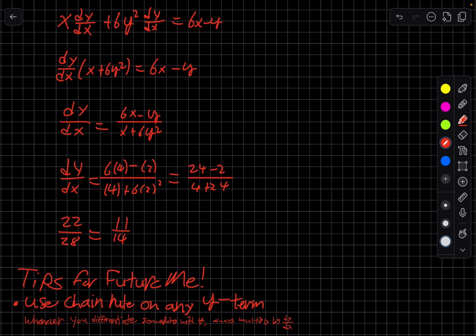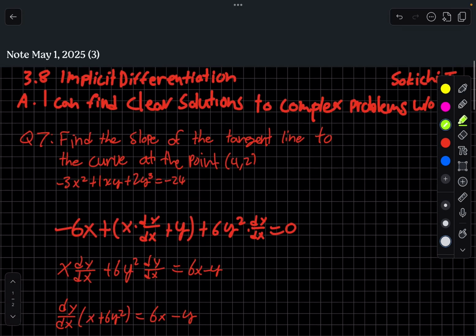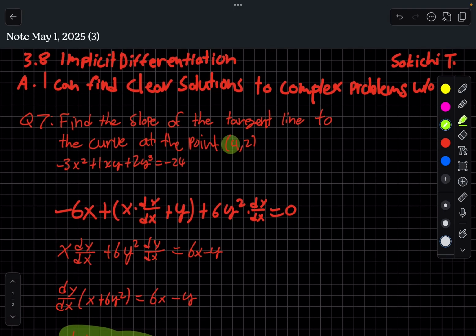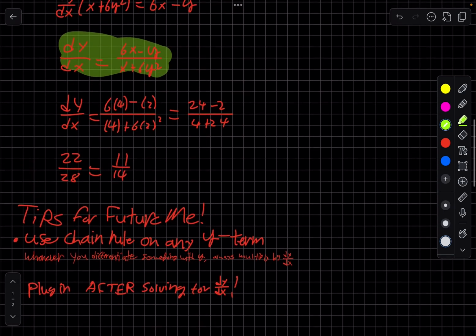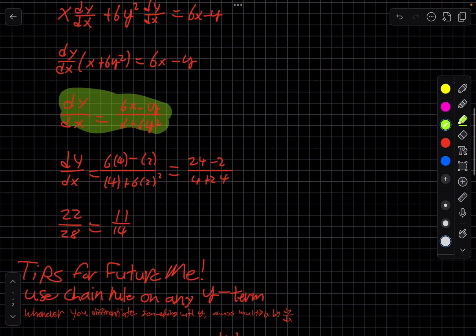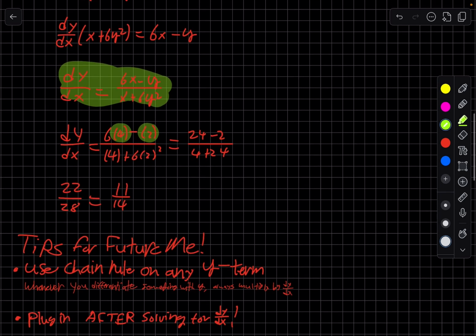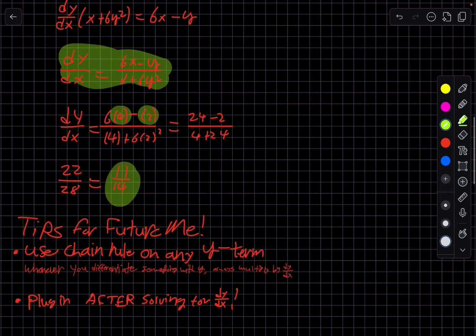So then now that you have this equation over here, I guess you just want to plug in the coordinates. So that'll be 4 and 2. And so for the x's, just put 4. For the y's, just put 2's. And it's just simple math now. This should be your answer.